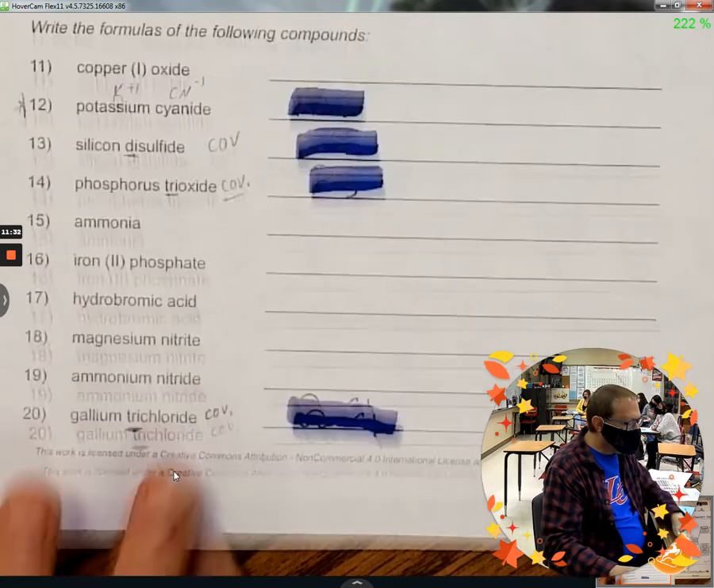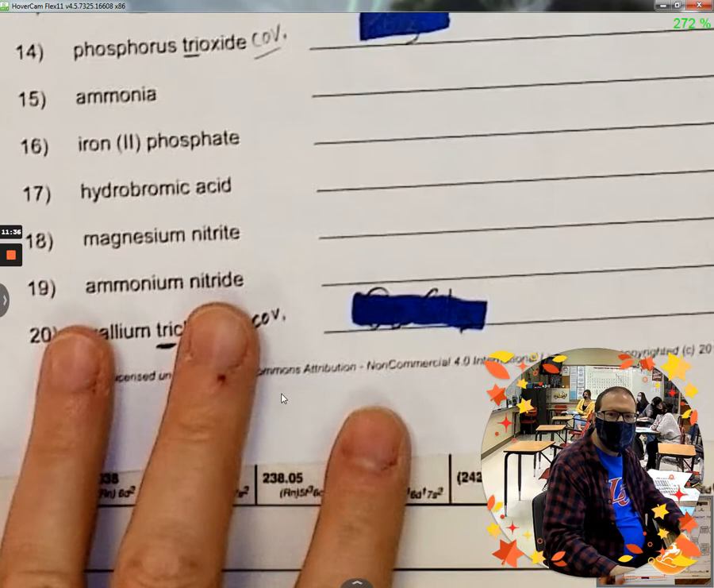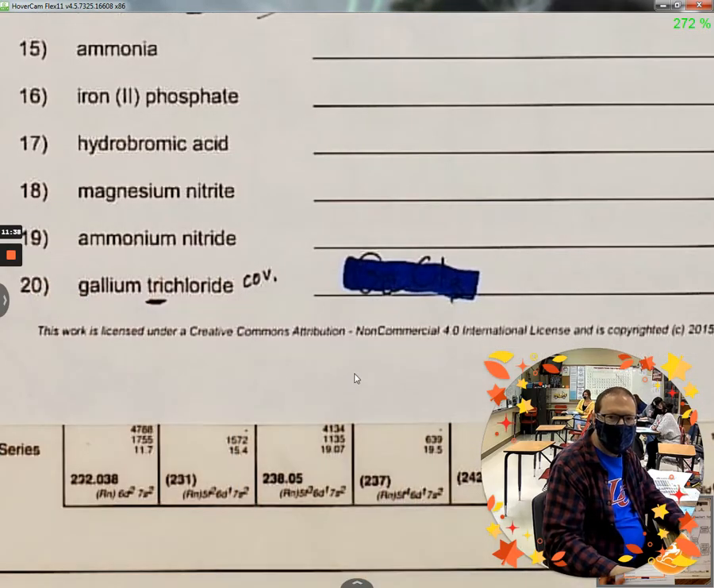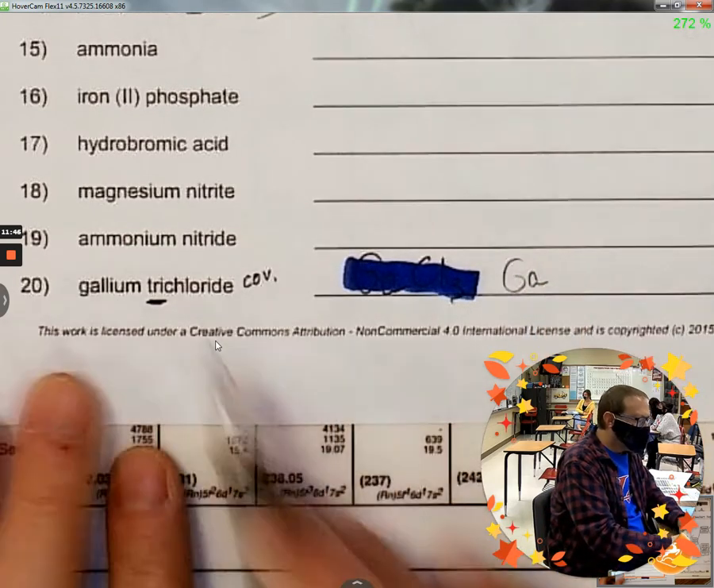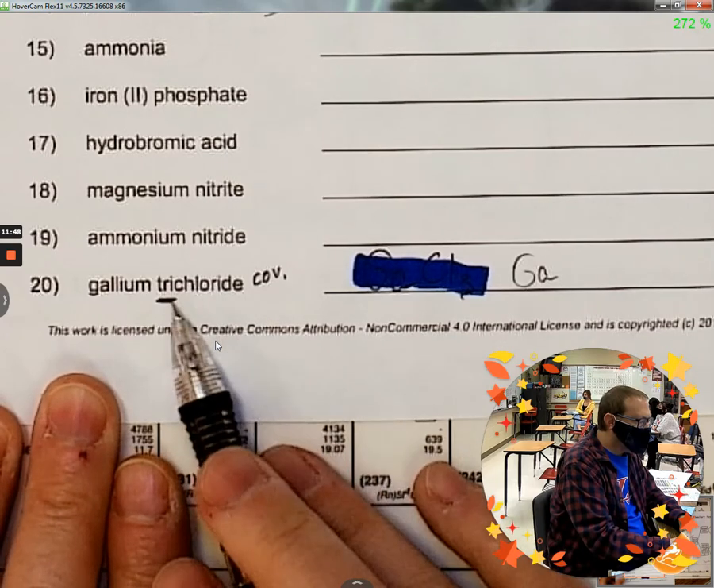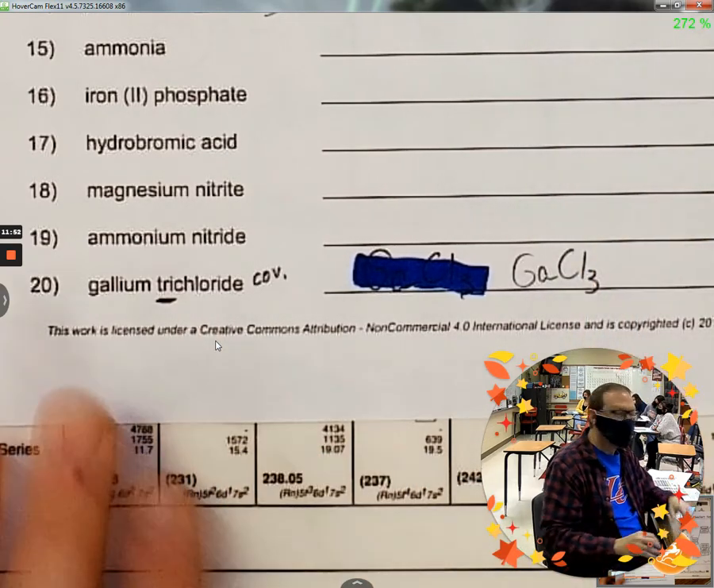I'm seeing a tri down there, which tells me it's going to be covalent. So all I have to worry about is symbols and numbers. There's no prefix here, so I know I've just got one gallium. Gallium is Ga. Trichloride means I'm going to have 3 chlorines, so Cl3, and I'm done.